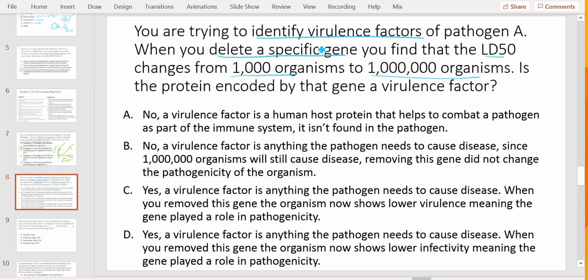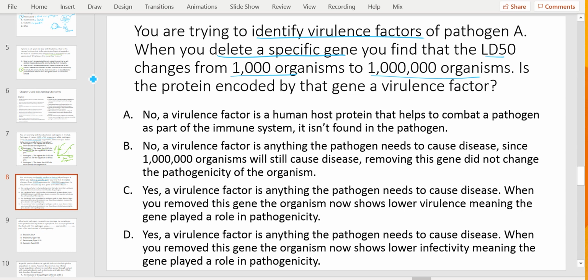Remember, virulence factors are anything that's going to affect its ability to be a pathogen. We just changed the LD50, which means when we deleted this gene, we took an organism that had pretty high virulence. 1,000 organisms to kill 50% of the population is relatively high virulence, to something that was much lower virulence. Now it takes 1,000,000 organisms to kill an organism. And so that change in virulence says that yes, whatever we deleted was actually a virulence factor. It was involved in making this organism a pathogen.